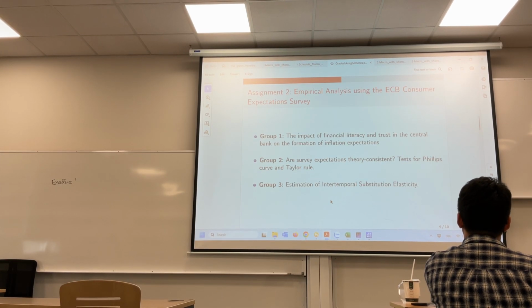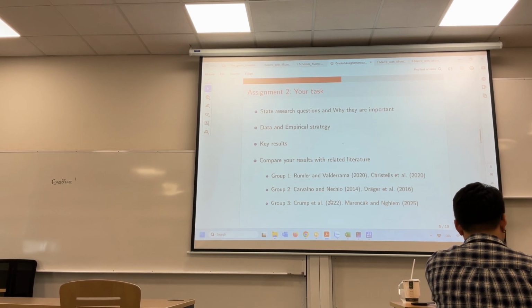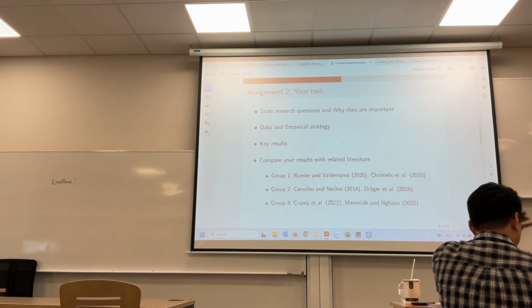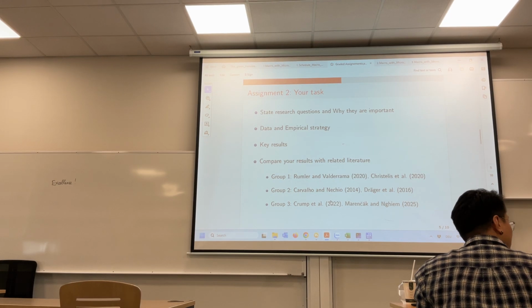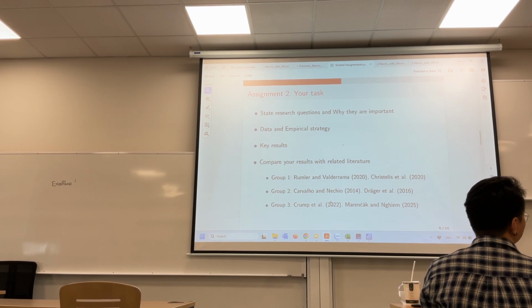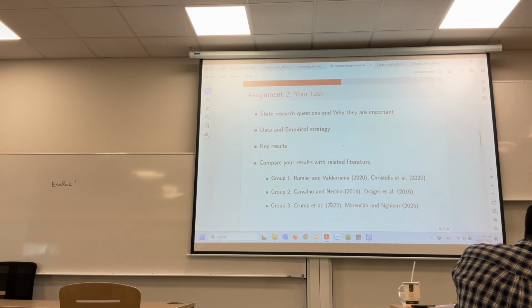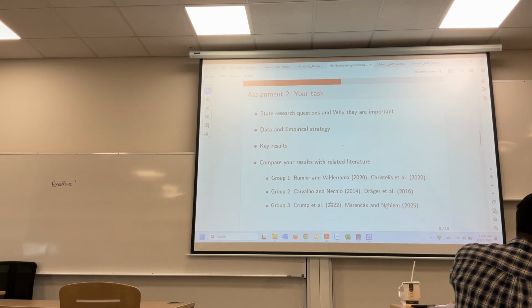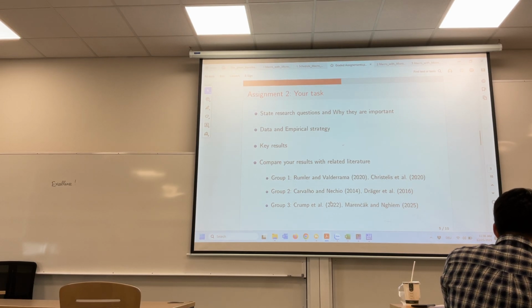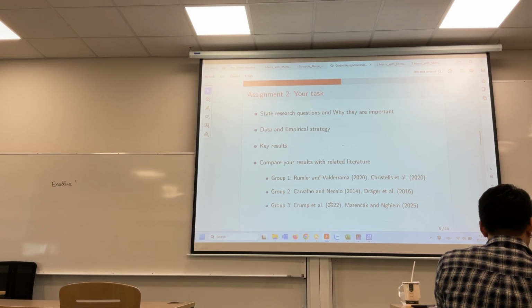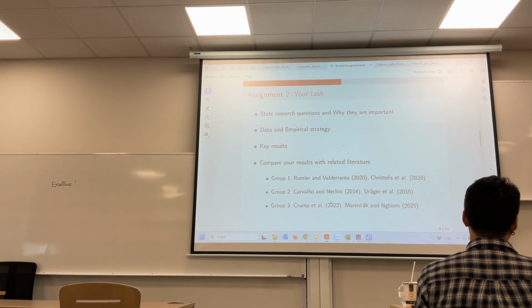So you answer this question and then you compare the result with this paper. For example, group number 1, you will compare the result with these 2 papers. Everything's already available for you, you just need to play with the data a little bit and then read this paper very quickly. For this paper, you just need to read the introduction, because in the introduction they already mention the key results of the paper, and then you just refer to whether your result is consistent or inconsistent with the literature.